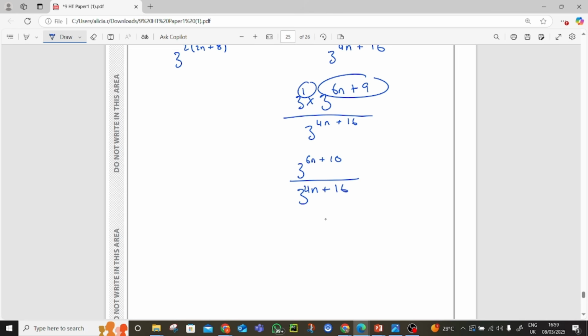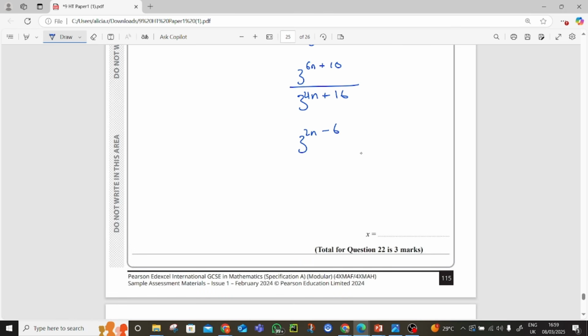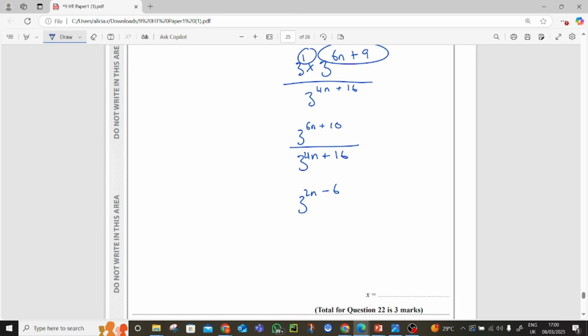And we're very almost there, because again, laws of indices, we can now subtract these two powers. So 6n minus 4n is 2n, and 10 minus 16 is negative 6. And this is my answer. So this is x. Remember, it asks us to show that we could write it as 3 to the x, expressing x in terms of n. So x is actually 2n minus 6.